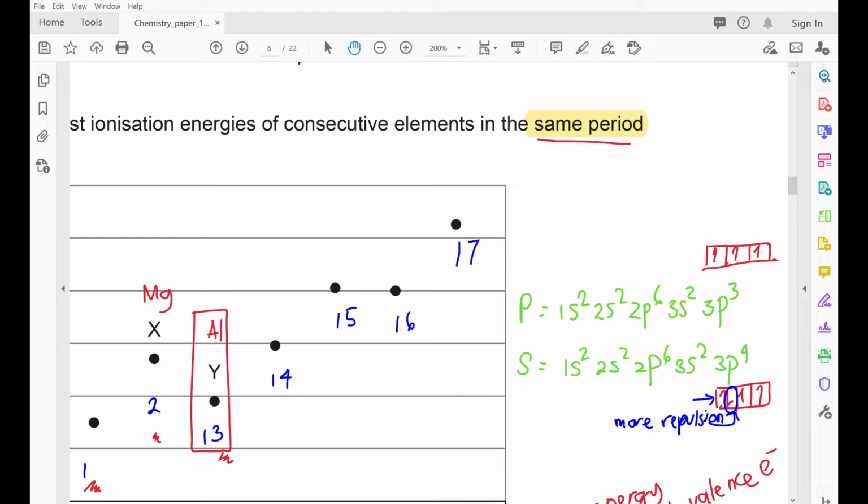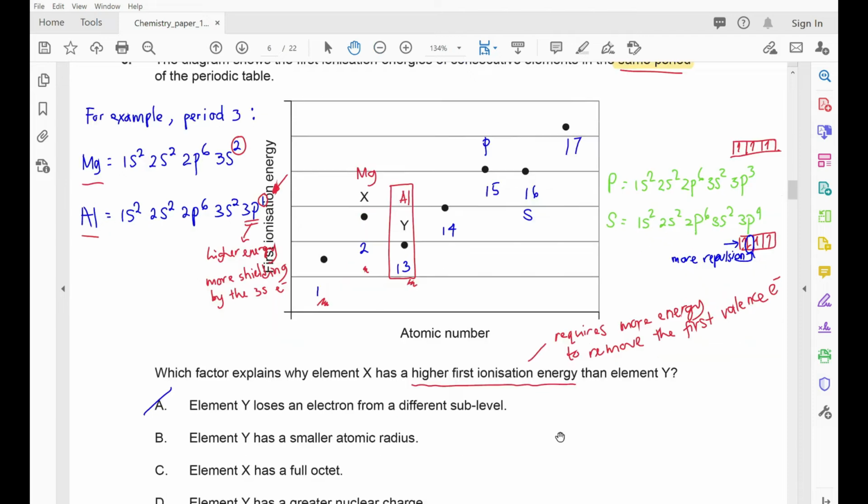And therefore, it requires lower energy to remove this electron. And that's why the first ionization energy of S is lower than that of phosphorus. So the answer is A.